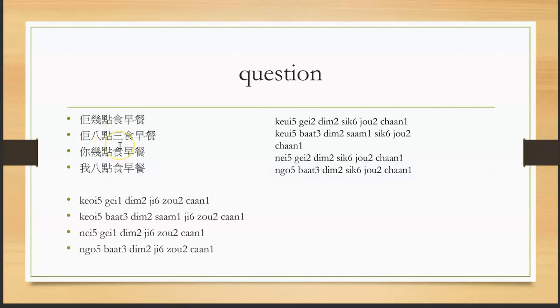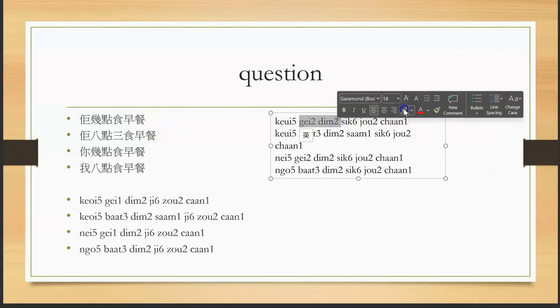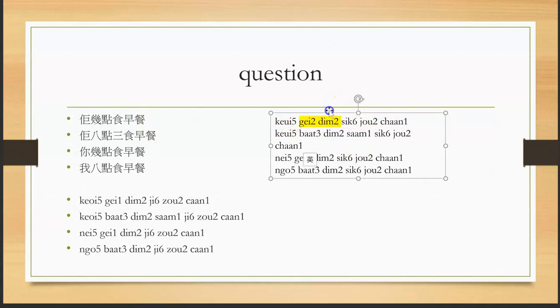And then let's hear the questions. Okay, so this is Yale romanization.